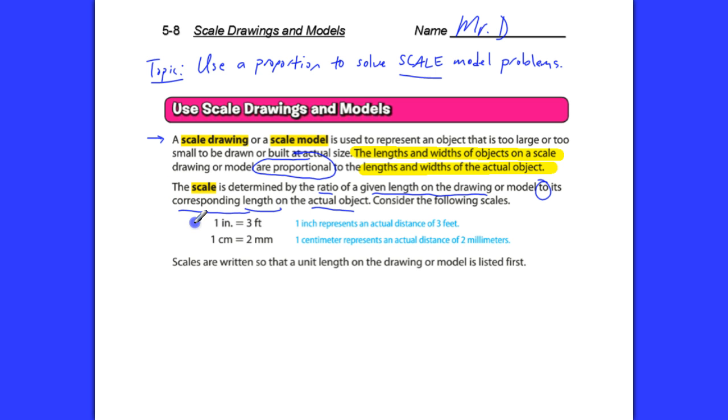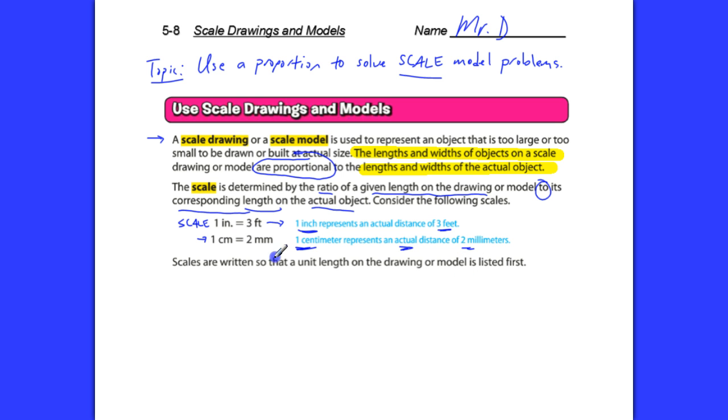Let's say that this is an example of a scale right here. All right, 1 inch is equal to 3 feet. This is what it means. It means that 1 inch on the model represents an actual distance of 3 feet. Or the second one here, 1 centimeter is 2 millimeters. That means that 1 centimeter on the model or the drawing is equal to the actual distance of 2 millimeters.